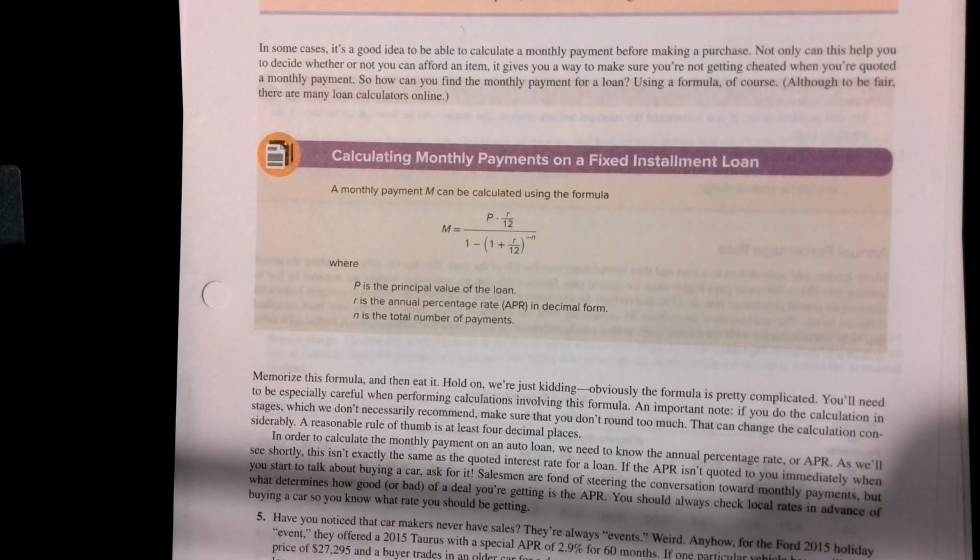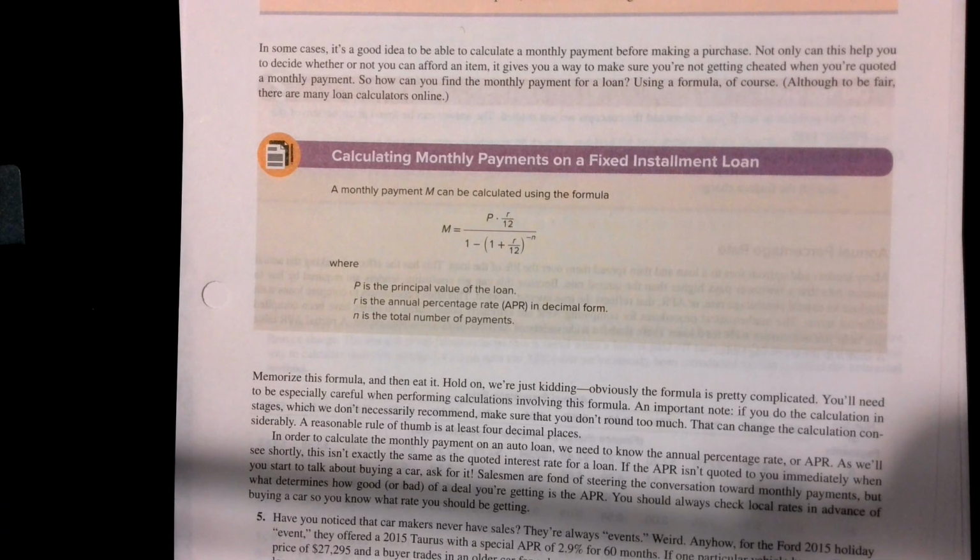It says here, in some cases, it's a good idea to be able to calculate a monthly payment before making a purchase. Not only can this help you to decide whether or not you can afford an item, it gives you a way to make sure you're not getting cheated when you're quoted a monthly payment. So how can you find the monthly payment for a loan? Using a formula, of course, although to be fair, there are many loan calculators online.